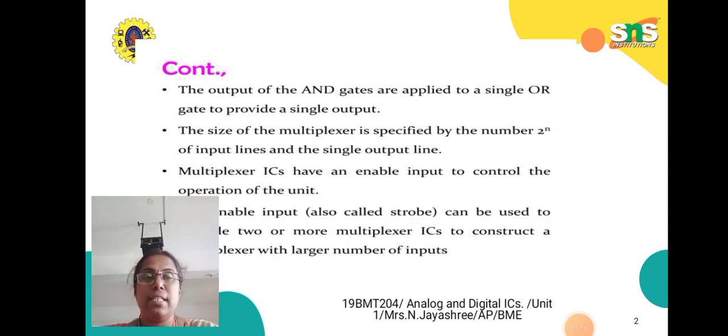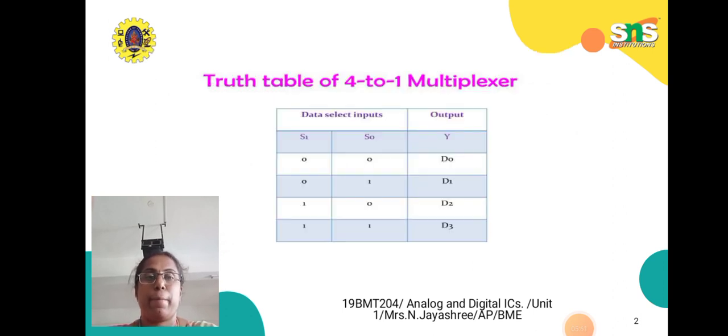The output of the AND gates is applied to a single OR gate to provide the single output. The size of the multiplexer is also specified by the number of gates, that is 2 power n, where n is the number of select inputs. For example, if n equals 1, 2 power 1 is 2 inputs. If n equals 2, it is 2 squared, so the output is 1, whereas the inputs are 4. Right. Similarly, multiplexer ICs have an enable input to control the unit. The enable operation can also be used to enable 2 or more muxes to build a multiplexer with a large number of inputs.